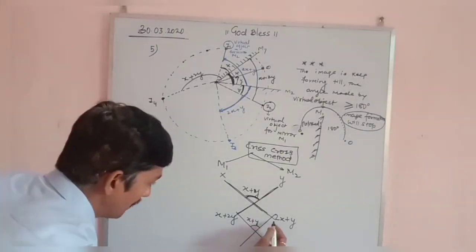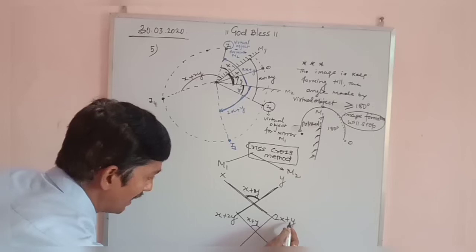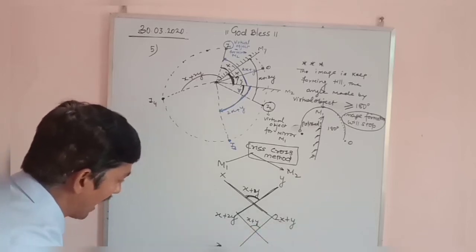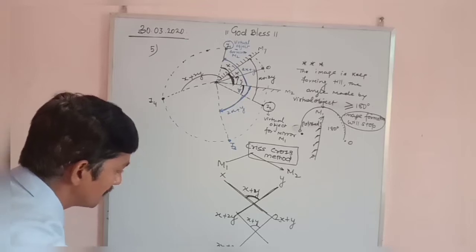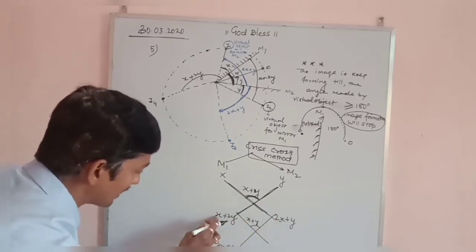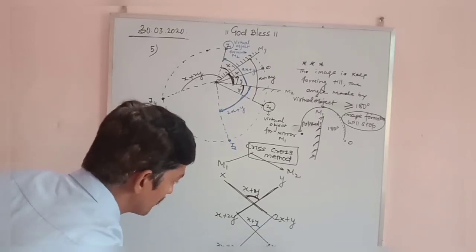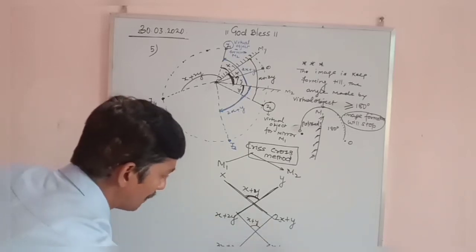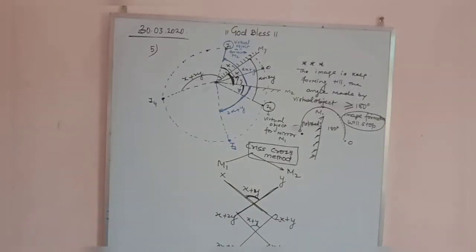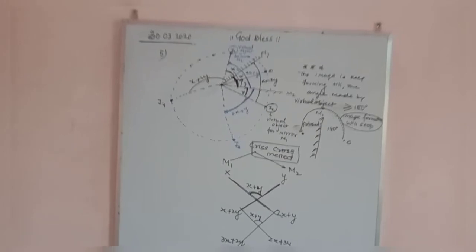Here you can see this is Y and this is Y, which become 2Y, and this is 2X and this is X, which become 3X plus 2Y on this side. And here it is X and this is X, 2X plus 2Y, and Y becomes 3Y. You can see the crisscross method, what is happening. I hope it is clear.